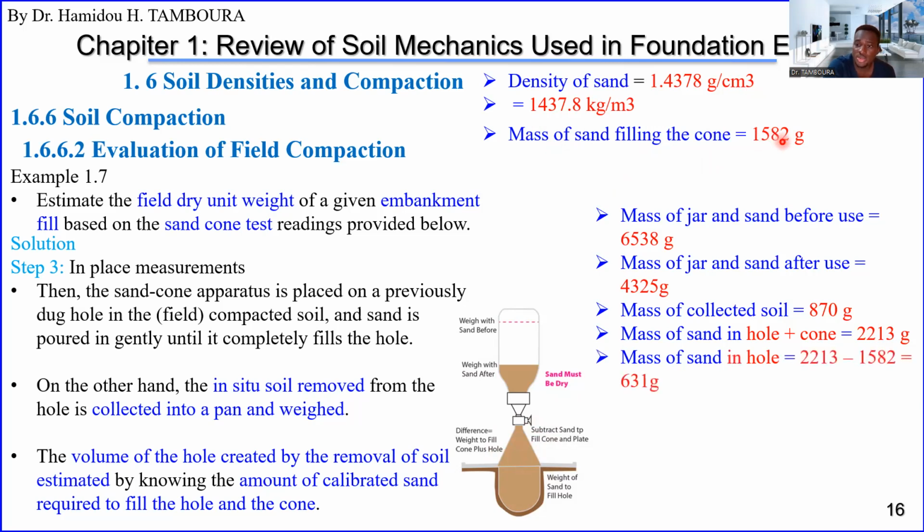Okay, then you take this and do minus this, because the mass of this cone is 1582. Then you will obtain 631 grams. So this 631 is the mass of the sand in this hole. Since you know the unit weight of this sand, which is here, from the unit weight and the weight, you can know the volume of this.